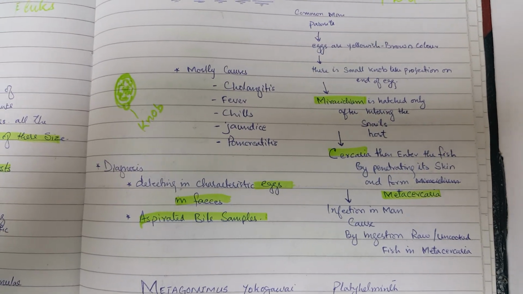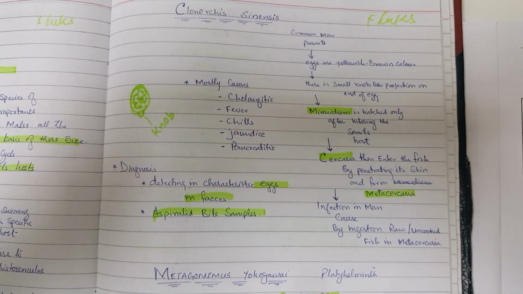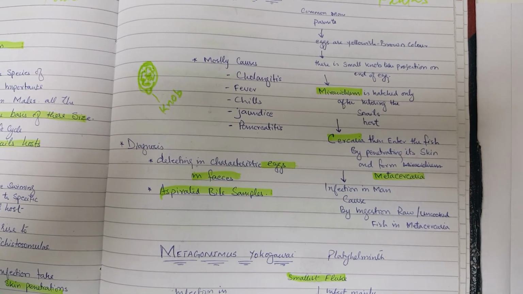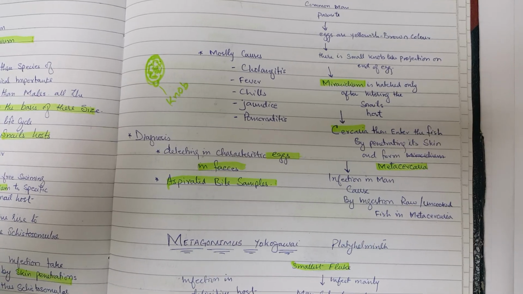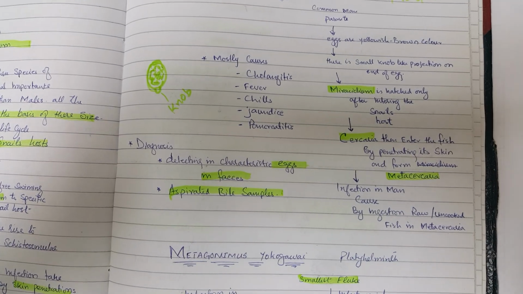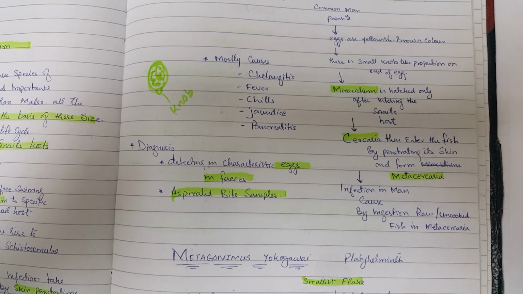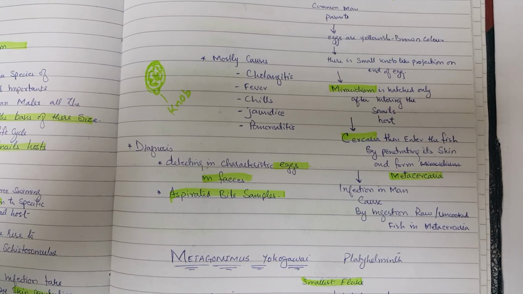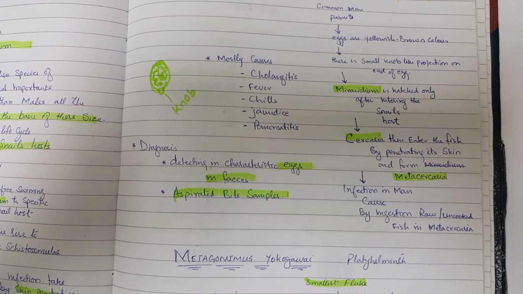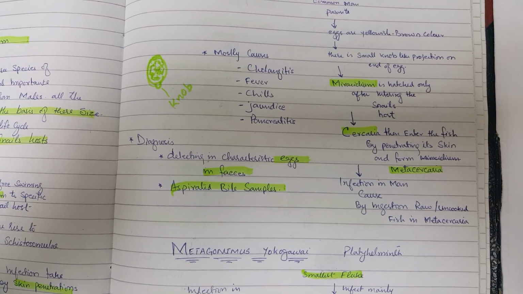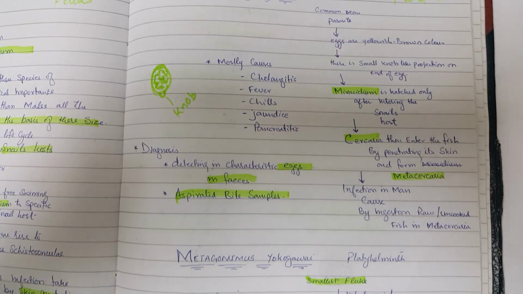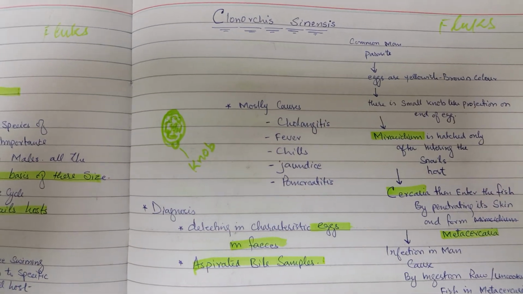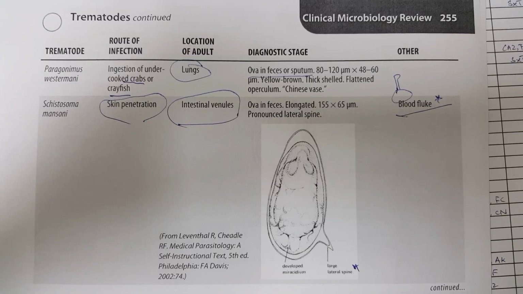Cercariae then enter the fish by penetrating the skin, and from the metacercariae, infection in man is caused by the ingestion of raw or uncooked fish containing metacercariae. It mostly causes cholangitis, fever, chills, jaundice, and pancreatitis. Detection is by the characteristic egg in the feces and aspirated bile sample. If you see the knob, it is clear here.